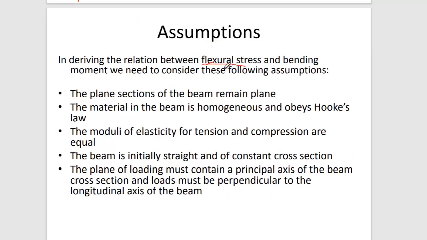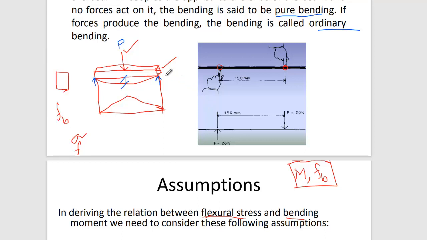So we want to make the relationship between the flexural stress and the bending moment. Based on the bending moment, how much flexural stress develops, this kind of relationship we want to develop. Do you understand? We want to develop the relationship between M and the flexural stress. Yes, sir. M is the bending moment, and FB is the flexural stress. To develop this equation or this relationship, we need to consider some assumptions. So what are these assumptions? The plane section of the beam remains plane. Suppose here you can see there is a section. This section remains plane even after the load is applied. This section remains rectangular, right? So it will remain rectangular and in the similar plane.